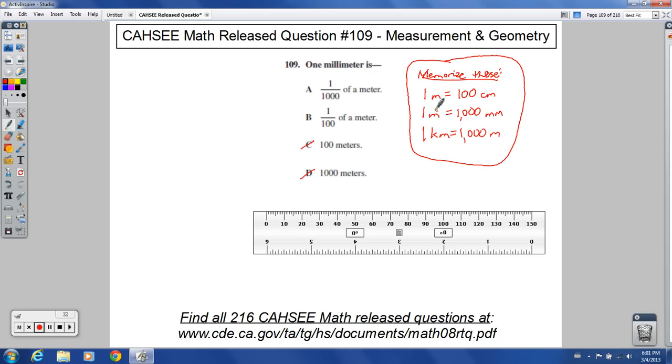And so based on this, we can say that 1 meter being 1,000 millimeters would mean that you could divide both parts by 1,000 here. 1/1000th of a meter would be the same as 1 millimeter. And so this one should be choice A.